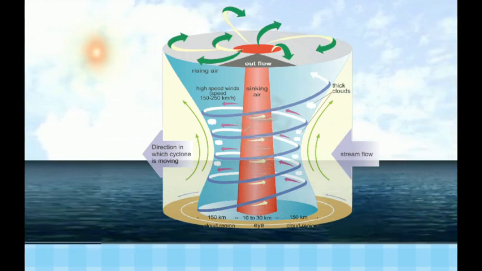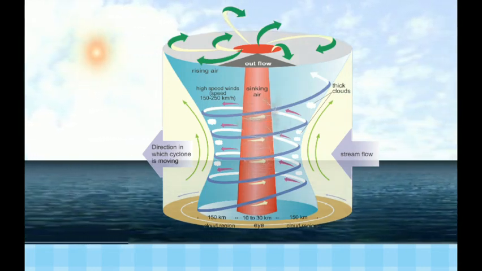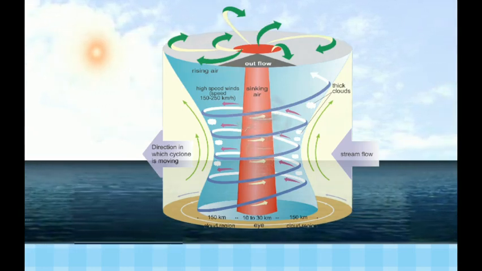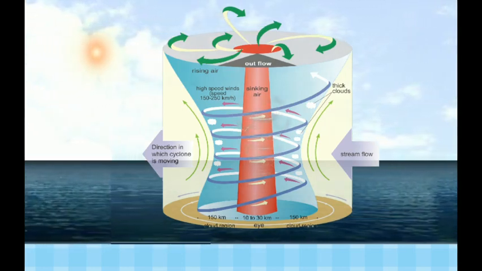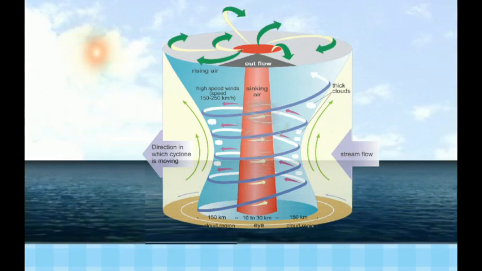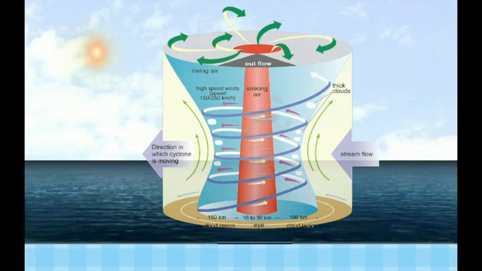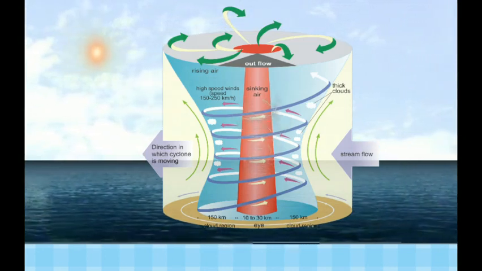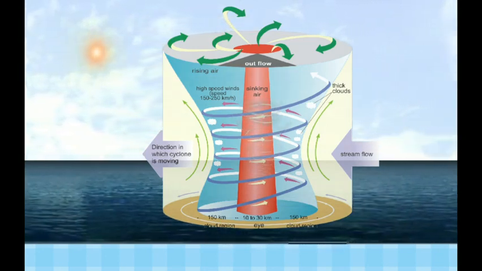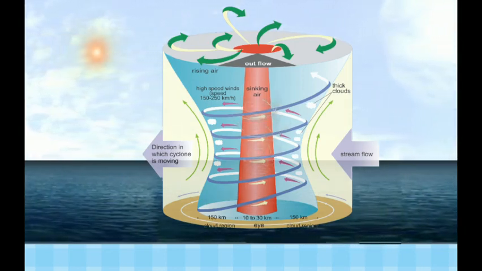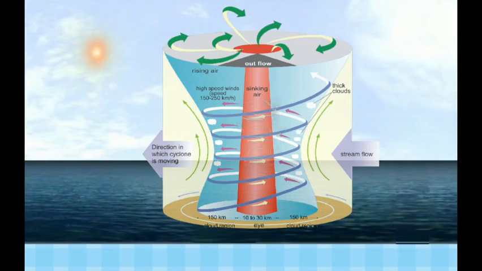The chain of events ends with the formation of a very low pressure system with very high speed winds revolving around it. The weather condition consisting of a system of high speed winds revolving around a central area of very low pressure is called a cyclone. The area of very low pressure at the center of the cyclone is called its eye.